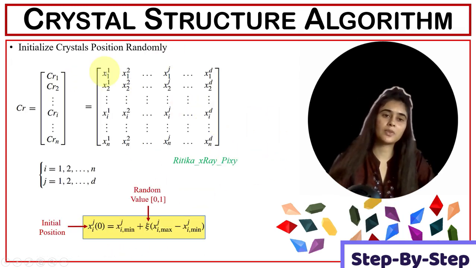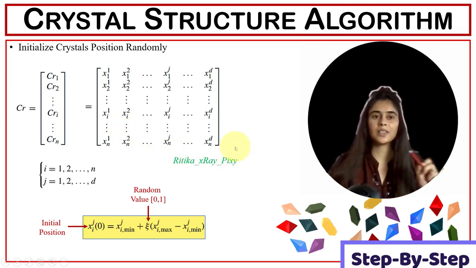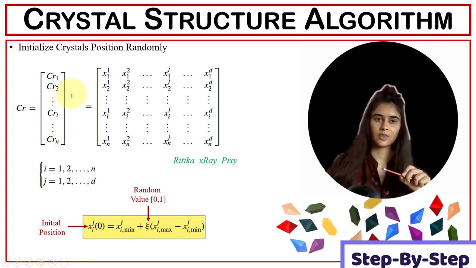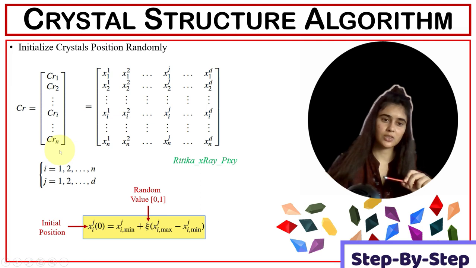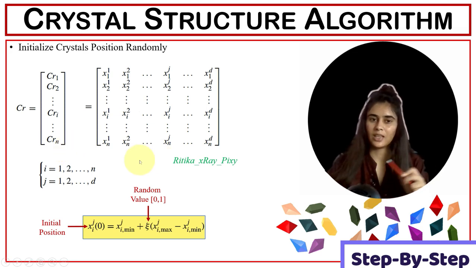Now, step by step, we will try to understand how this algorithm works. First step, that is the random initialization of the search agents in the search space. Here we have crystals as the search agents. So we will randomly initialize the position for each crystal in the search space. For example, you can see here we have n crystals, 1 to n. N can be 100, 1000. Suppose the value of n is 100, so we have 100 different crystals. Now we will initialize the position for 100 crystals in the search space.